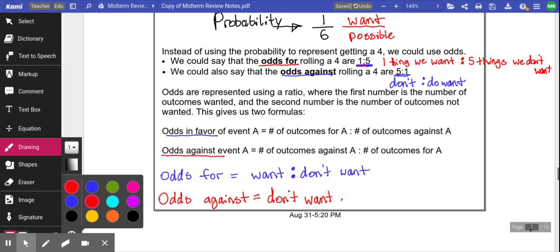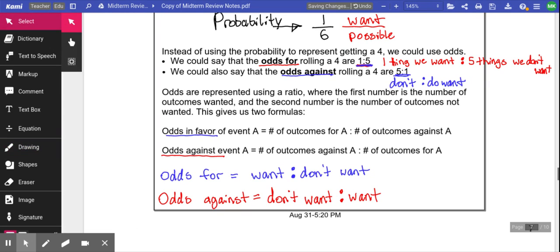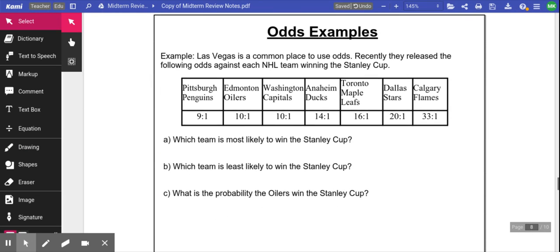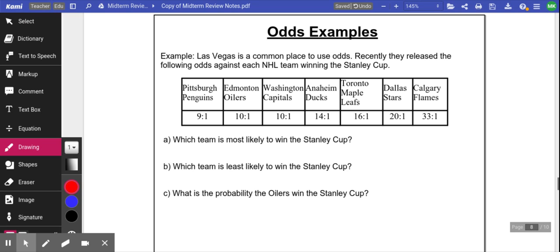It's don't want versus do want. Wonderful. That's odds. If you look at a question of odds right here, typically we see odds in gambling and sports. So this one is Las Vegas, a common place to use odds. Recently, they released the following odds against each NHL team winning the Stanley Cup. So, odds against a team winning the Stanley Cup.